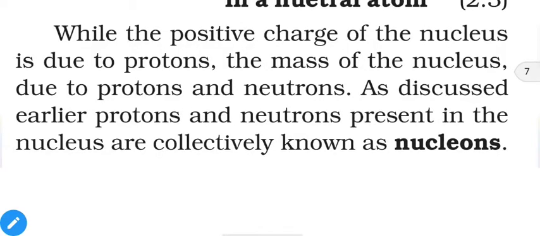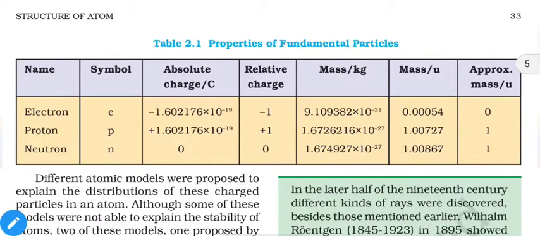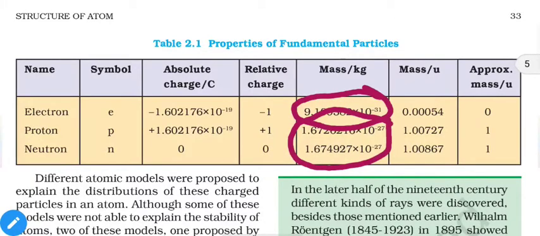Now we know that the nucleus is the heaviest part of the atom because it contains neutrons and protons. As mentioned in the previous Table 2.1, if we compare the masses of these subatomic particles, we can see that the mass of an electron is far less than the mass of protons and neutrons. The mass of a proton and neutron is comparatively close, with comparatively little difference, and the relative mass of an electron is almost zero, while proton and neutron are close to each other.